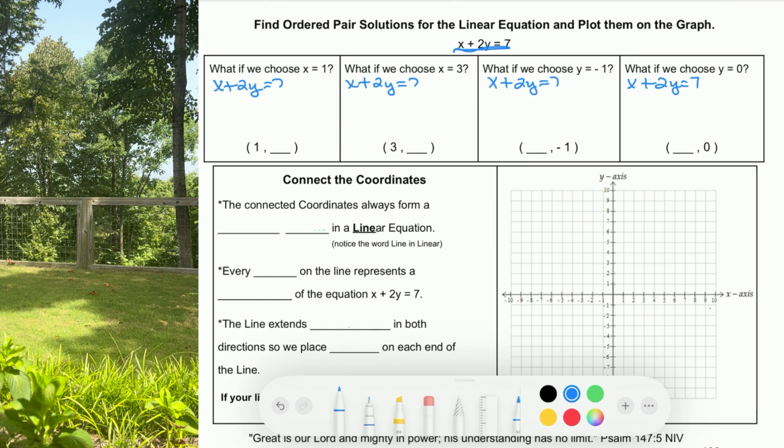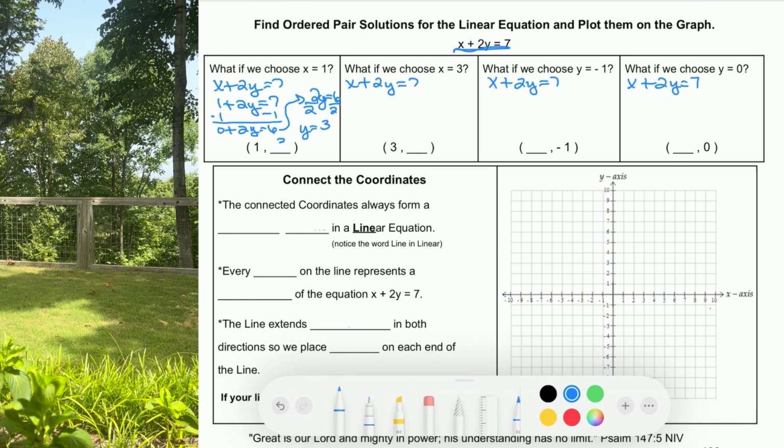All right, looking at our first box, it says, what if we choose x equals 1? So I'm going to plug the 1 in for the x. Subtract that 1 from both sides. I get 0 plus 2y equals 6. I'm going to bring that up over here. 2y equals 6. Divide both sides by 2. And I end up with y equals 3. I'm going to fill in my blank there.